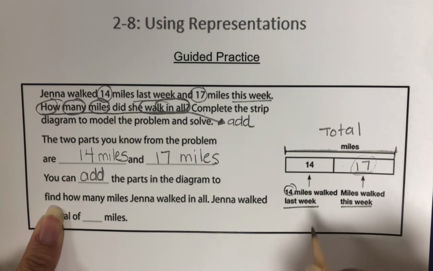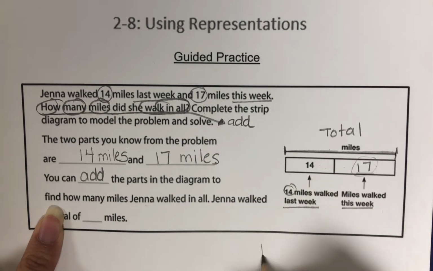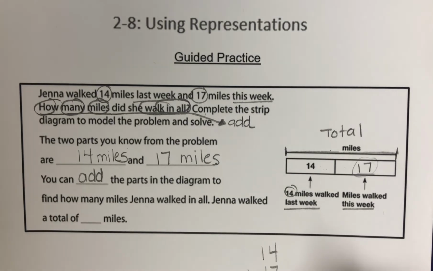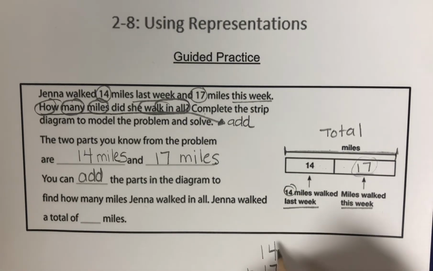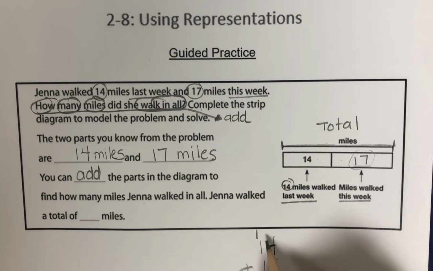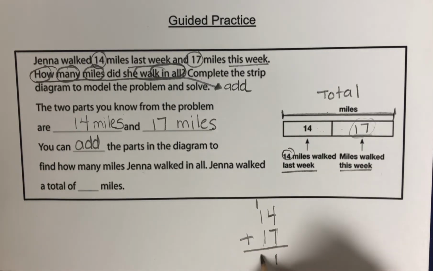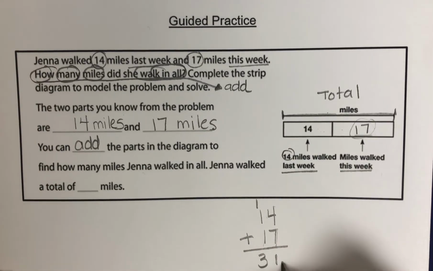To solve for the total, we're going to have to add 14 plus 17. Adding our ones place, 7 plus 4. We have 7, 8, 9, 10, 11. Carry my 1 first so I don't forget it. Add up the digits in my tens place, and I get 3, so 31.